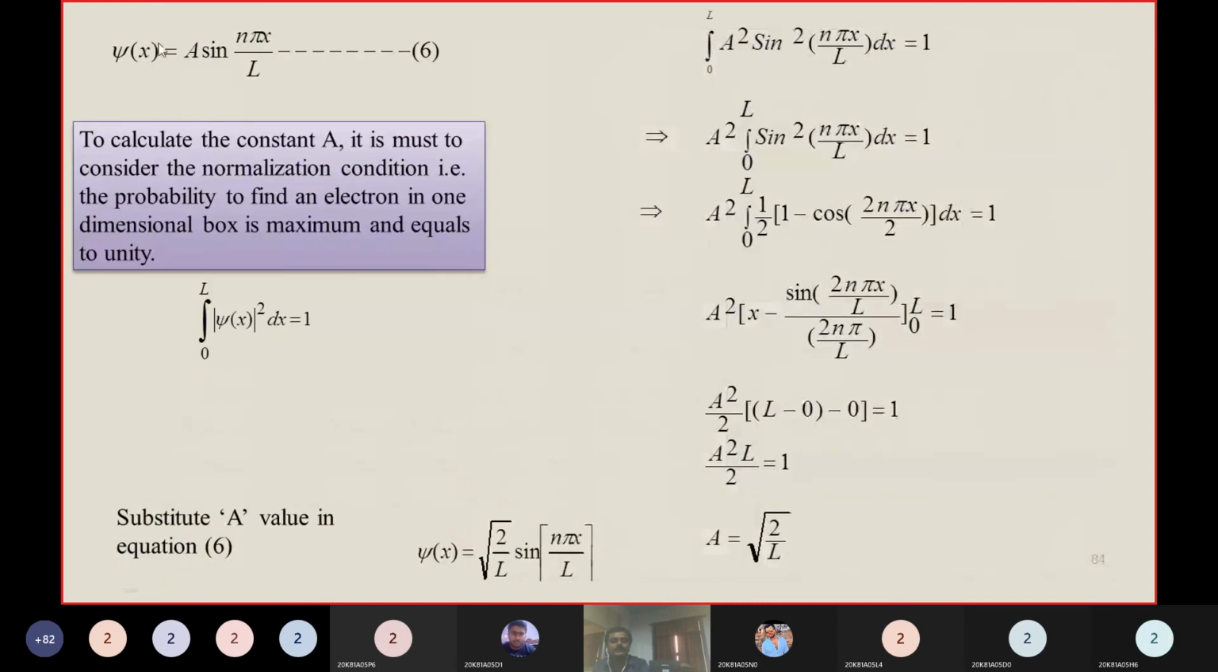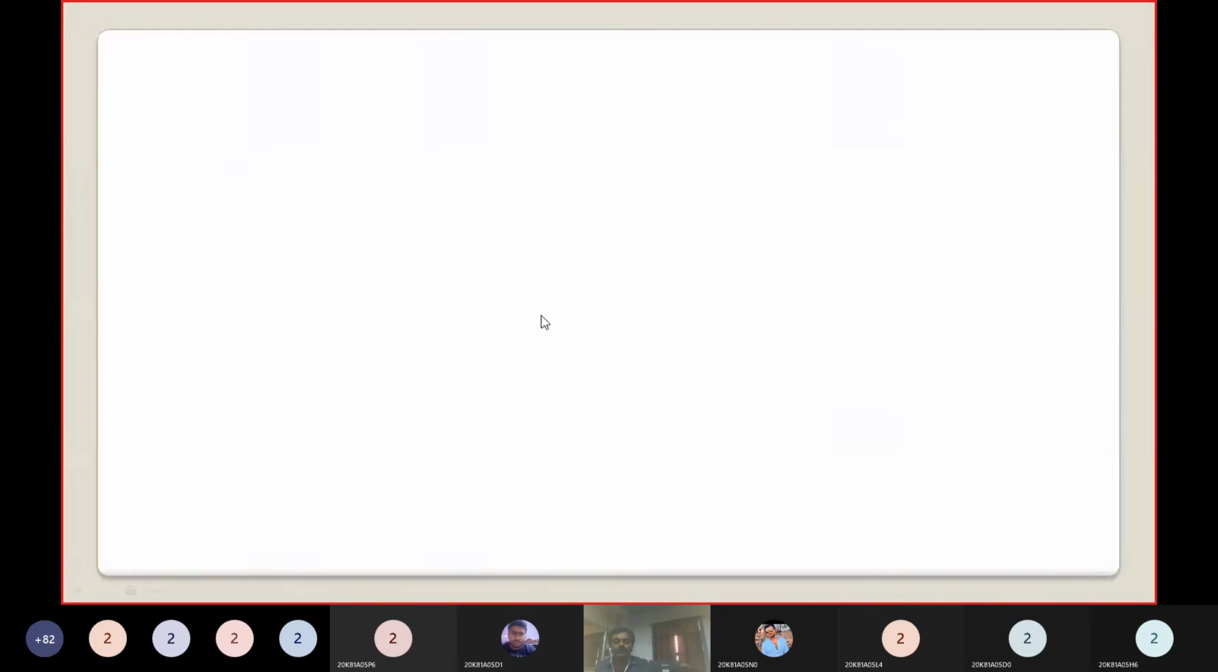Now similarly, this is the wave function. In that wave function, we have to calculate the A value. For that, we have to take the normalization condition. Just substitute the psi value in that normalization condition, and if you solve it, we can get A is equal to under root of 2 by L. Just substitute that A value in the above equation. This is the wave function. If you substitute different n values, we can get different wave functions.